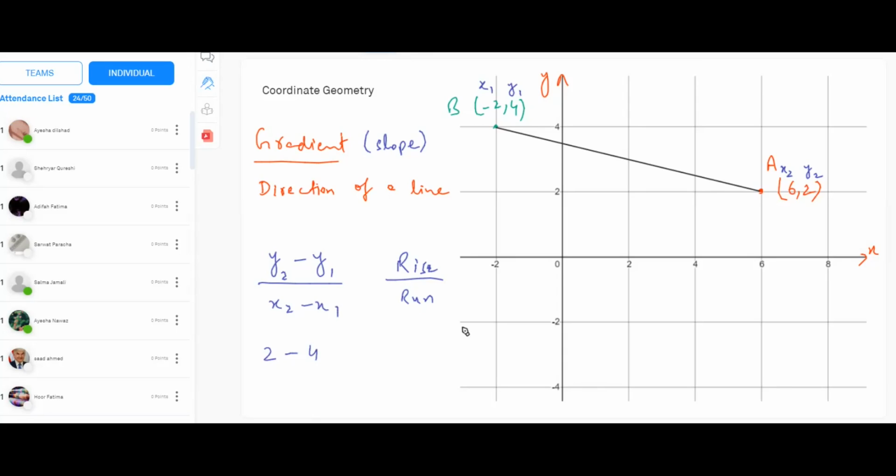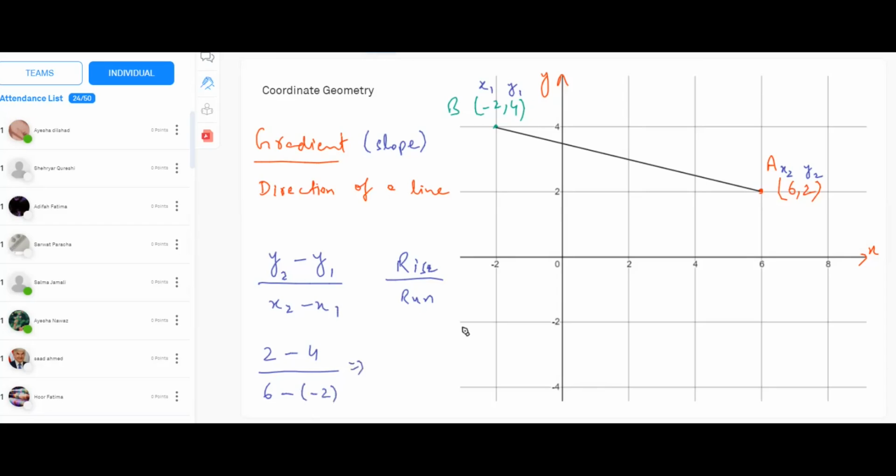Divided by x2, that is 6. Minus x1. Now you've got to be a bit careful. Look, x1 is negative here, right? This is minus 2. So that means it's 6 minus 2.